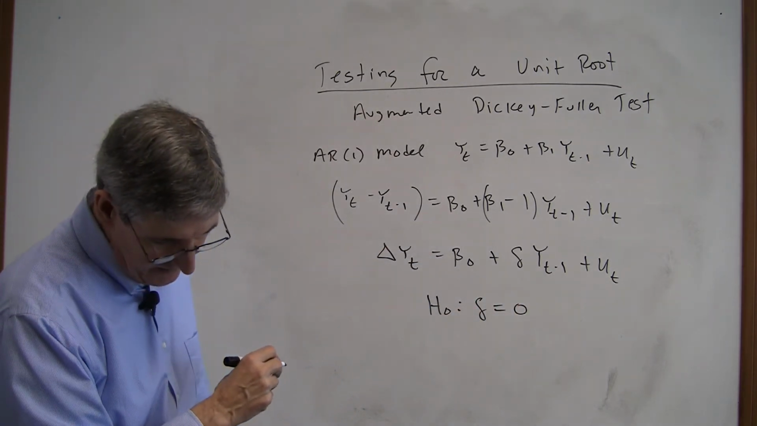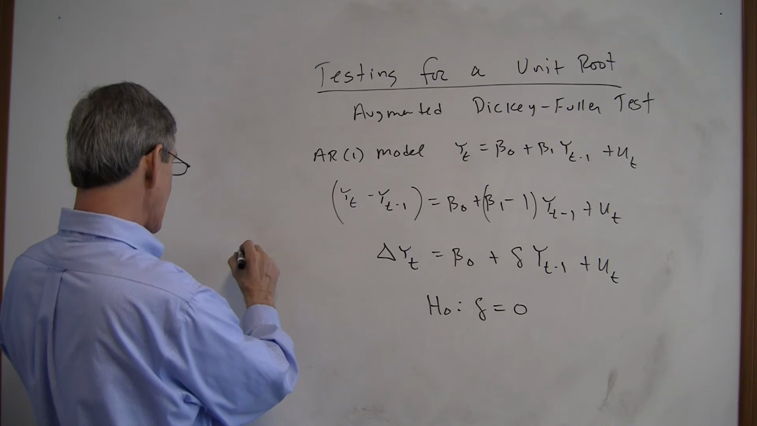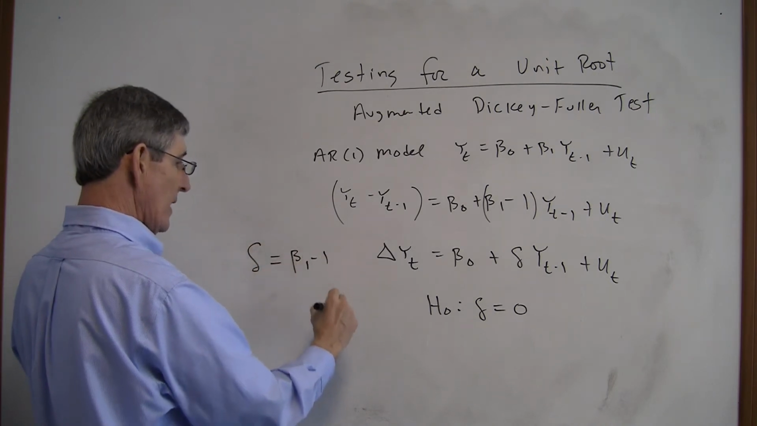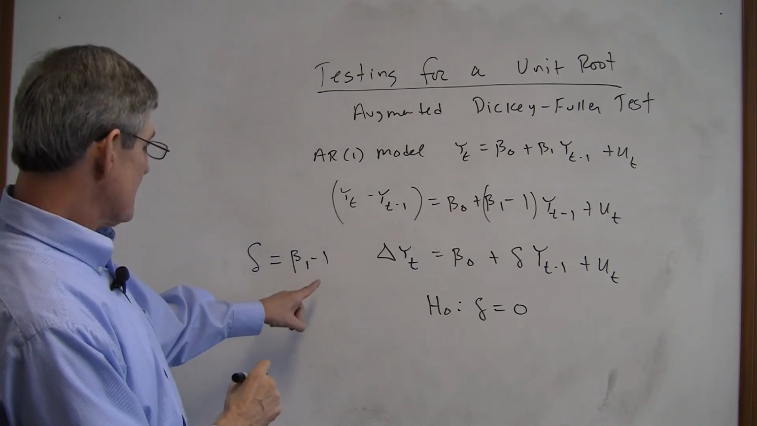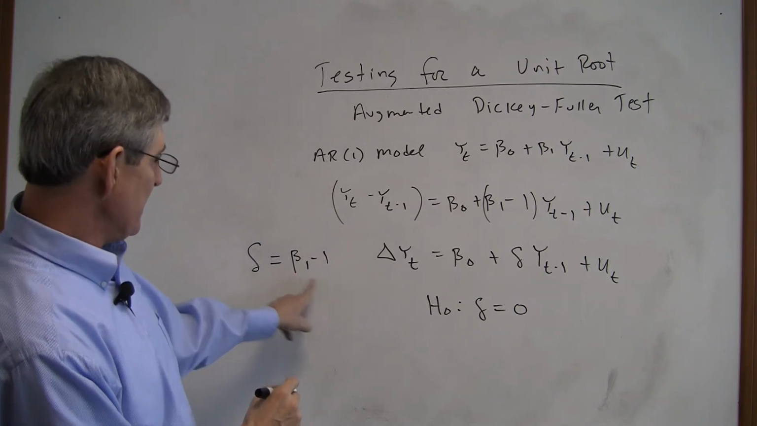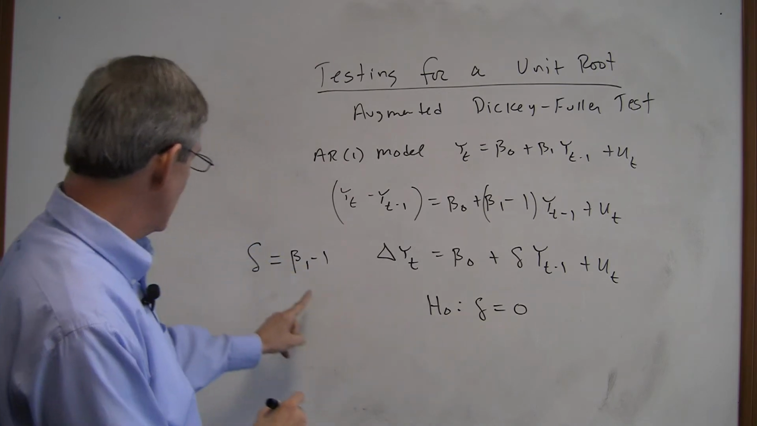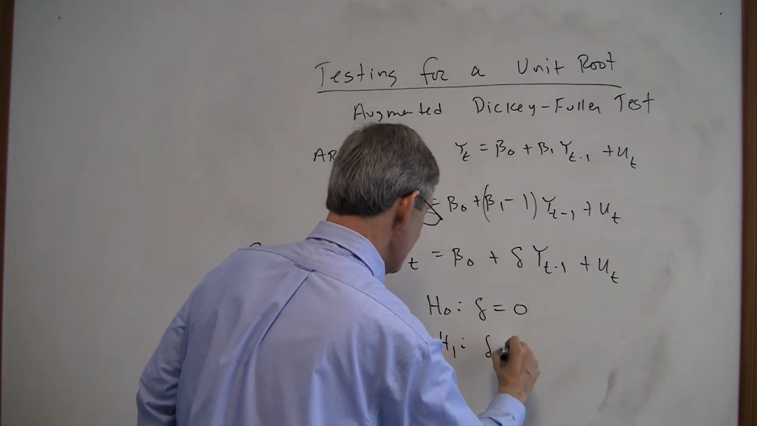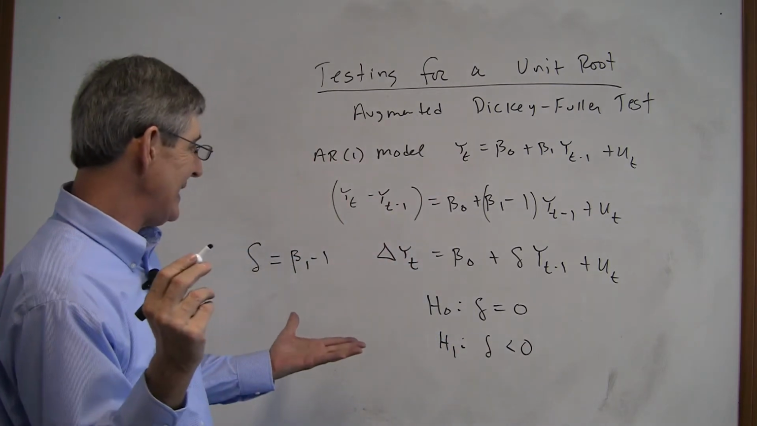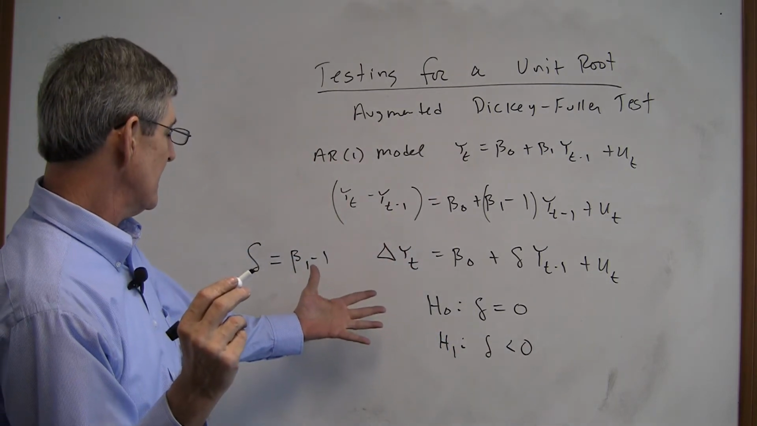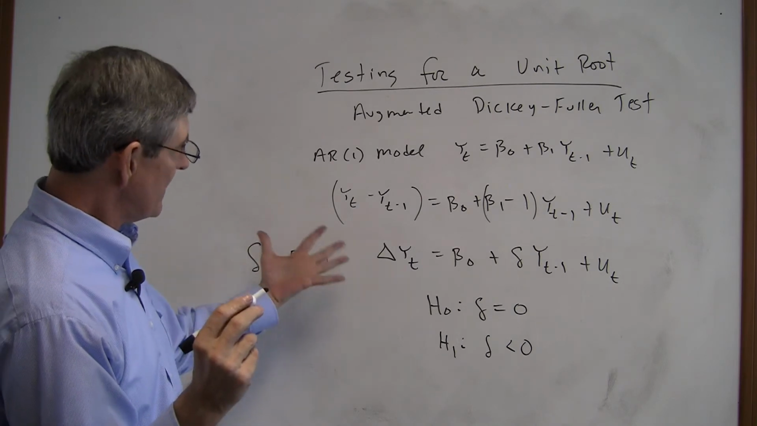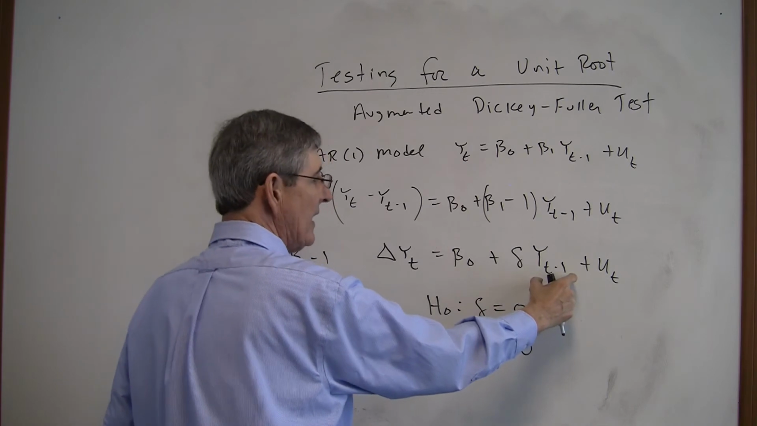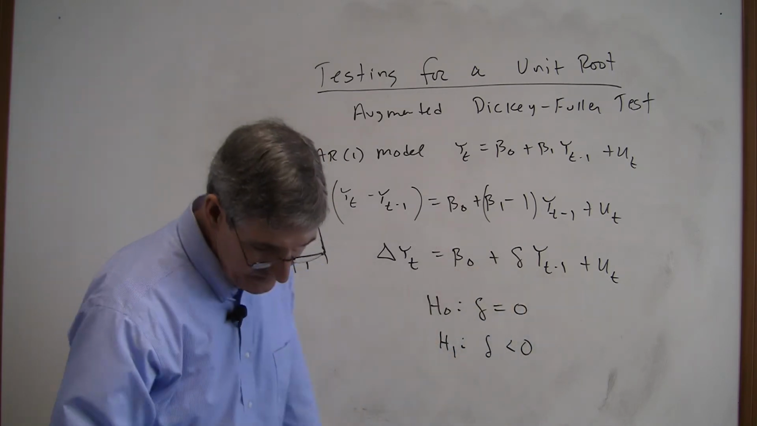versus the alternative. So delta is beta 1 minus 1. So when beta 1 is 1, when there's a unit root, that's the unit root case. When it's less than 1, the alternative is that delta is less than 0. So you just do a one-sided t-test, essentially. So you run this regression, the difference on the lagged level, and you look at this coefficient.